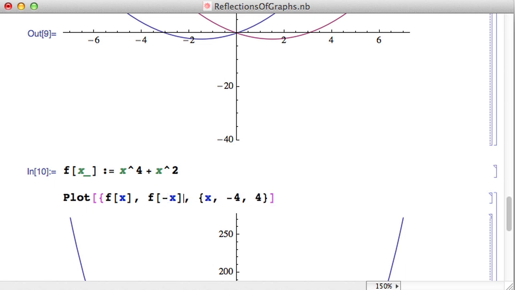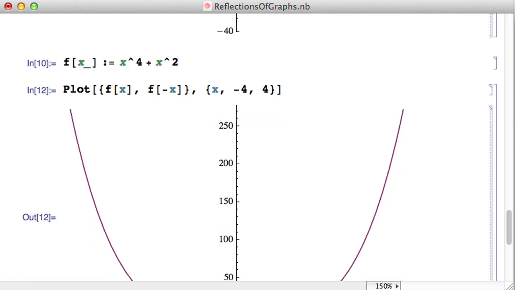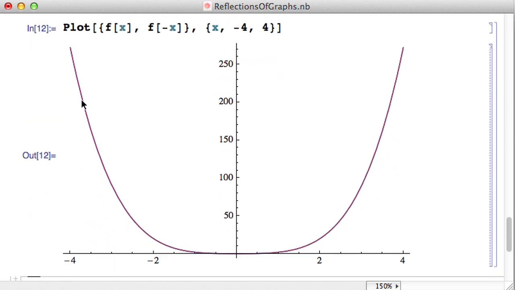That's f of minus x, and we see that the two graphs are superimposed on each other. They are the same function. When this happens, we say that the function is even. When a function is already symmetric about the y-axis, it's called an even function.